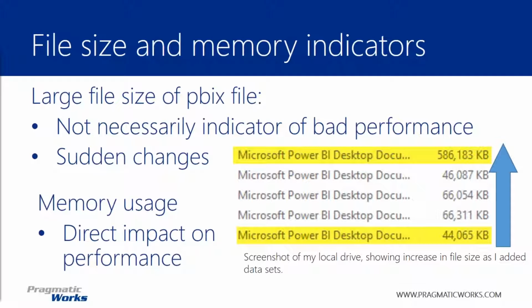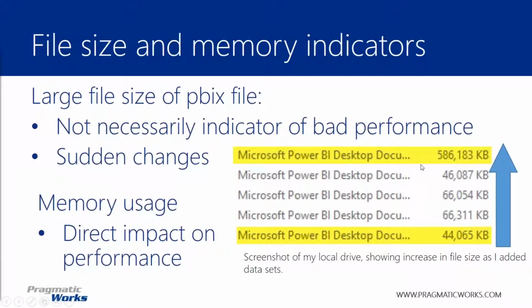So I just, without knowing any of the tips or techniques, took a look at my file size on disk, and between the yellow line at the bottom and the yellow line at the top of this little chart that I have here, you can see how much of a jump the file size took, from about 46 meg to about 586 meg with the addition of a single table. We're going to talk a lot about that table in a few minutes.